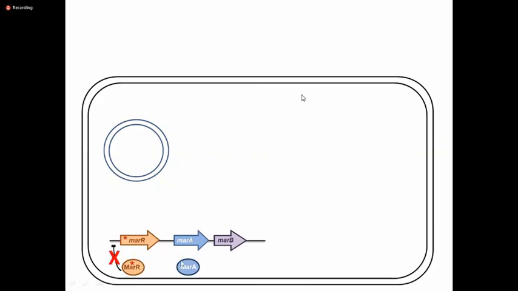So as a summary, here's the cell with its chromosome. This is the marA system. It has a mutation in the marR gene, and because of that, they overproduce MarA, because MarR is not able to repress the system.